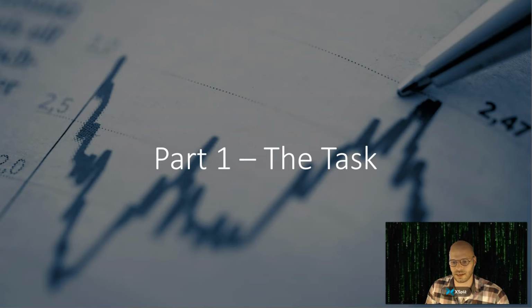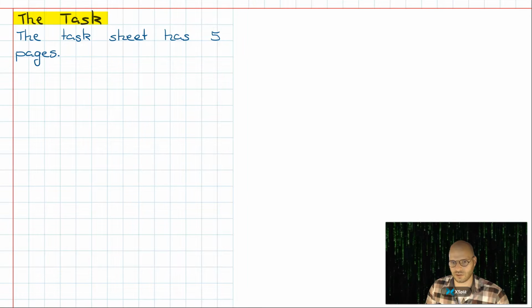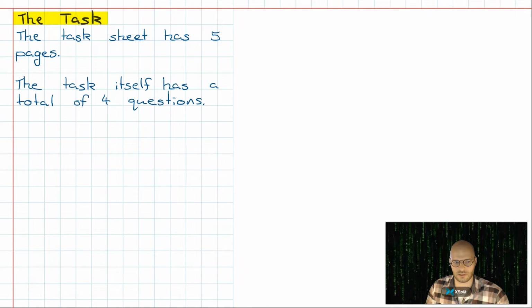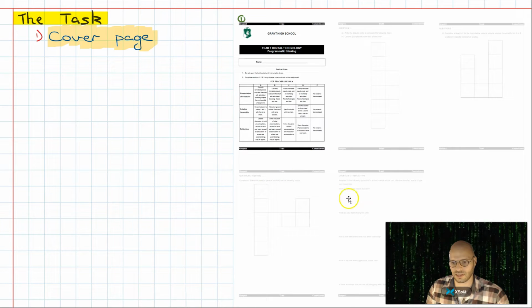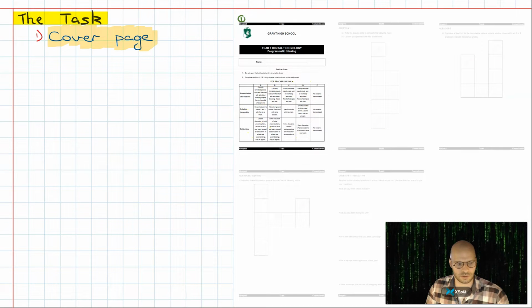Part 1. The task. The task at hand is presented to you on a task sheet. This contains 5 pages. The task itself has a total of 4 questions that need addressing. The task sheet is shown on the right here. On the first page we have the cover page. This includes the title, place to put your name, the instructions, and then a guide for how it's going to be graded by your teacher.